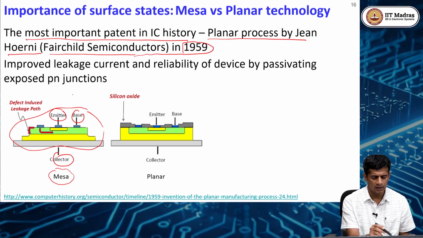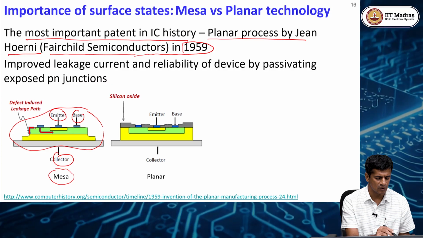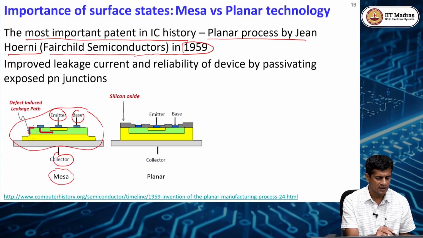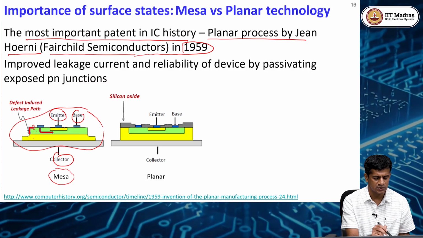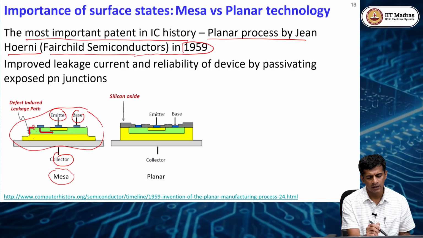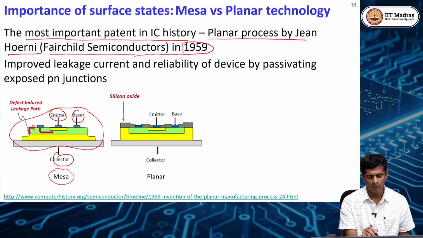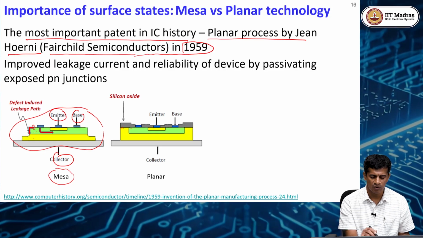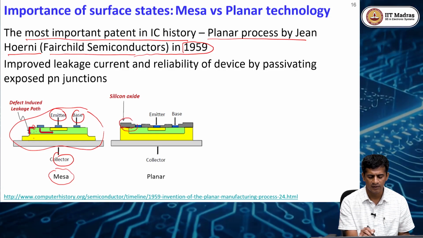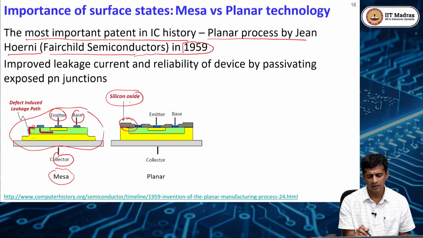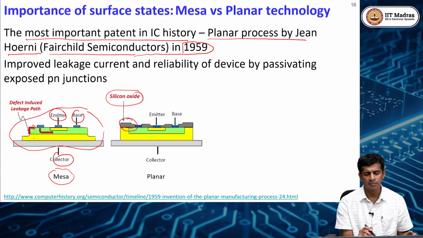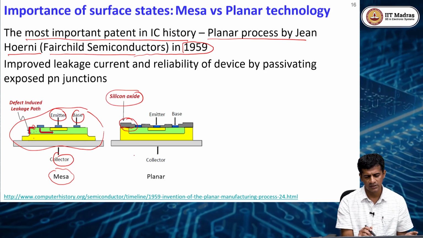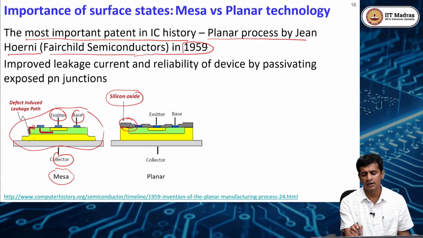What Hoerni identified was that because there is a junction between different materials, there is a surface here, and these are all exposed. So Hoerni came up with the idea that you do a proper passivation, that is, you don't leave any exposed areas. All the exposed areas are properly terminated, passivated by silicon dioxide. This improved the performance of the device, reduced the leakage current, and increased its reliability. That is why this is a very important invention.